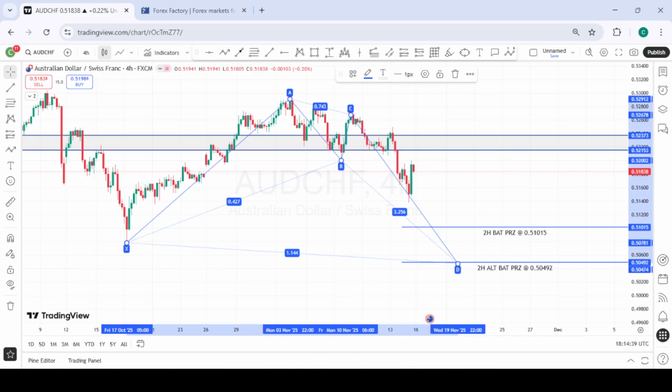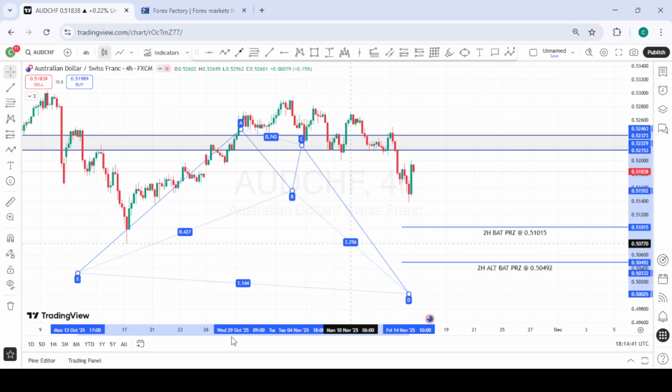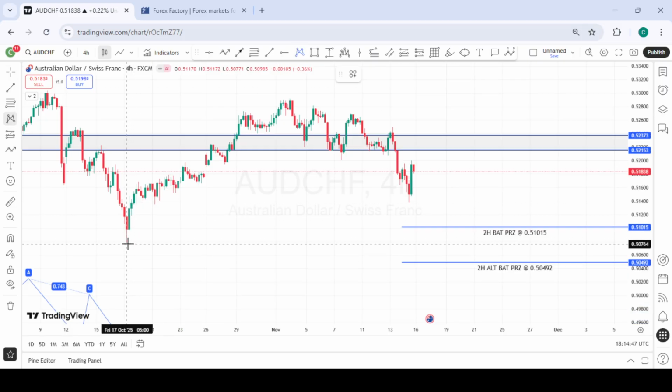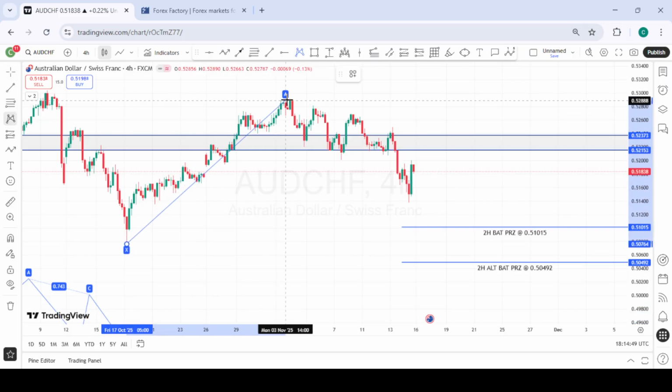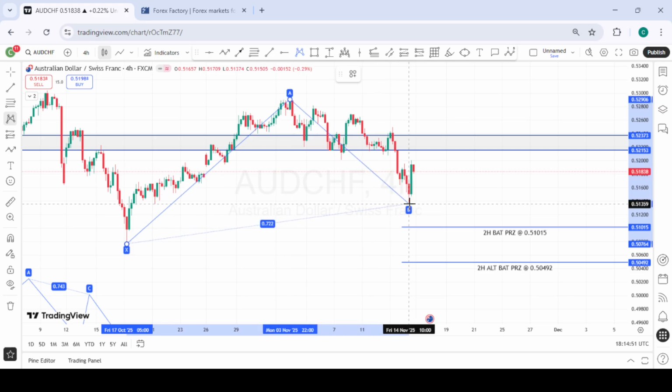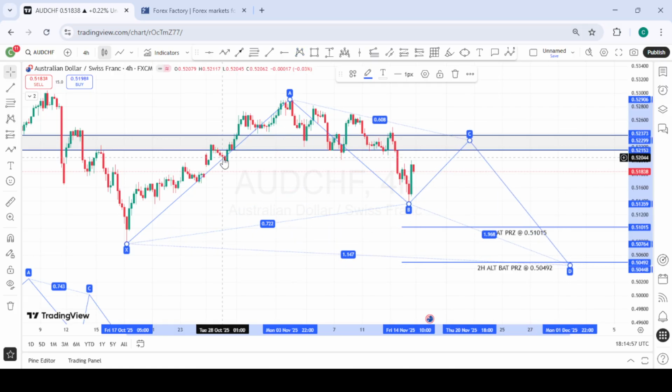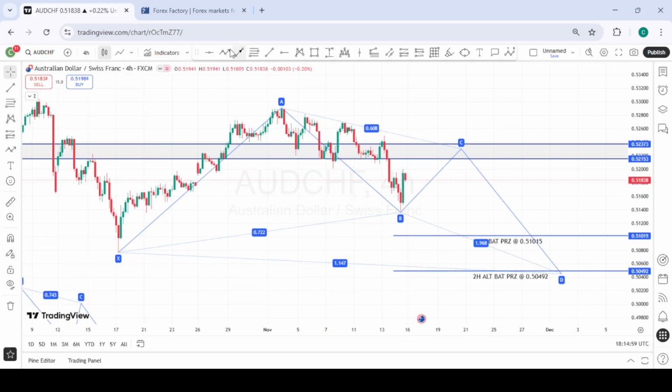But then if we are going to also consider this rather as our C leg and wait for another, if we are going to consider this as our B leg instead, sorry, so this is going to be our X, our A is going to be the B leg, and possible C leg, we are anticipating it to come to this zone. So what we are looking out for is to see price pull back to this area of interest, give us selling confirmations, and we take it to the downside.